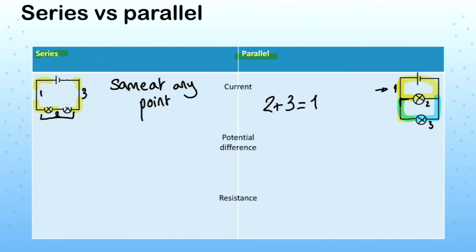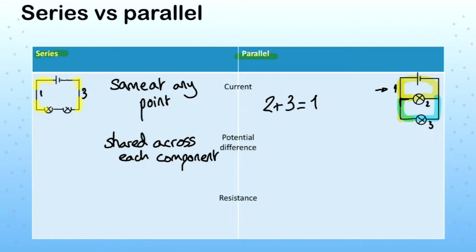For potential difference in a series circuit, the voltage is shared across each component in that loop. So for the two bulbs we have here, if we imagine that we've got, let's say, 12 volts being supplied, if they were the same strength light bulb, if you like, they would each have 6 volts. So the supplied voltage is being shared across each component.